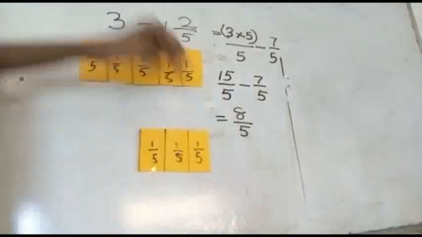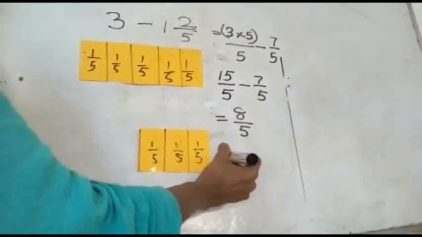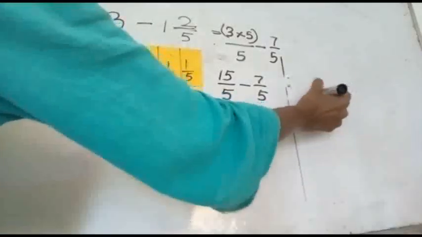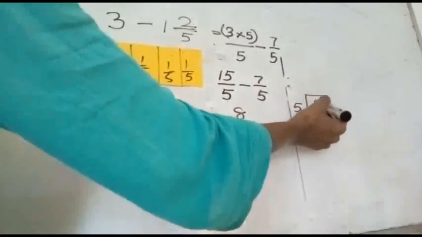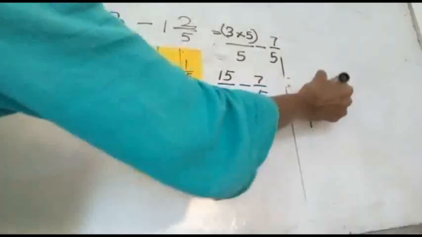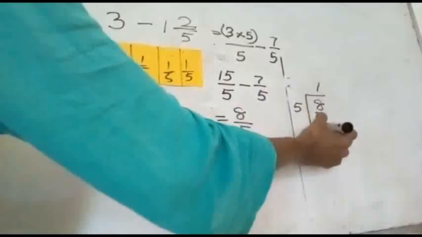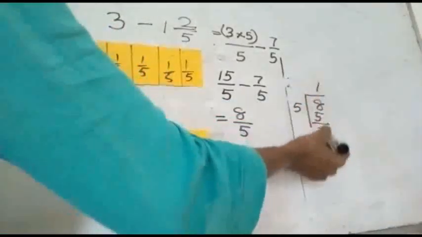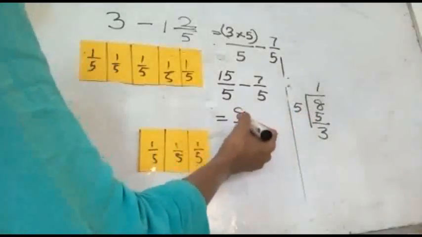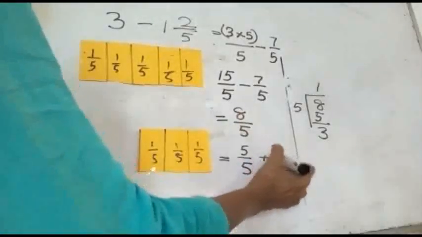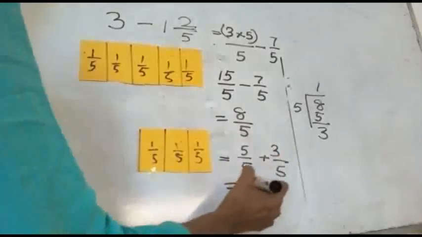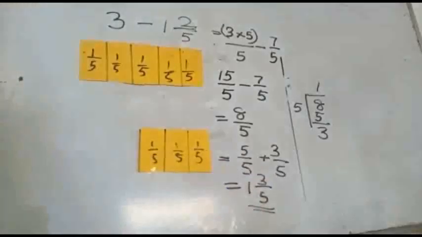Then remaining 8 over 5. Numerator is larger than denominator. We can divide 8 by 5. 5 times 1 is 5. 5 subtract from 8 is equal to 3. 1 and 3 over 5. Or we can write it: here denominator is 5, 5 over 5, then here 3 over 5. 5 over 5 is equal to 1. 1 and 3 fifths. You can use any method you like.